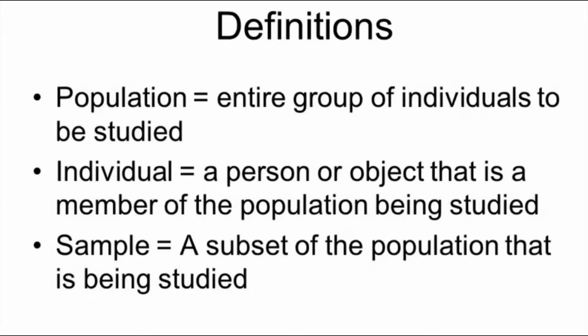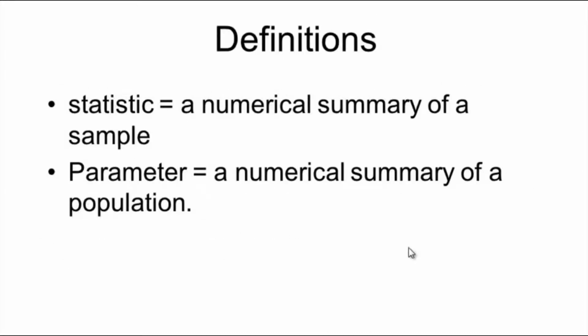Now let's look at the definitions. A population is the entire group of individuals to be studied. An individual is a person or object that is a member of a population being studied. A sample is a subset of the population that is being studied. Now we are going to do questions from this, so you will clearly understand the difference between population and sample. Also, a statistic is a numerical summary of a sample. A parameter is a numerical summary of a population.